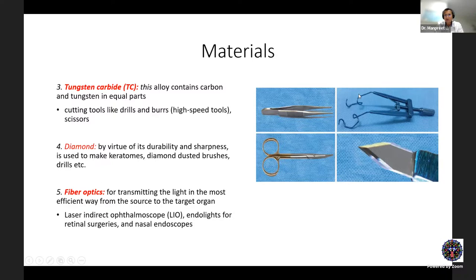Let's go back to the image. First one is steel instruments. The majority of your instruments will be steel. If you want to purchase something very specific for you, like an eyelid speculum, titanium is lightweight, so you don't want additional weight on the eyeball. If you're a VR surgeon, go for this titanium. I'll describe it in another slide. So this is a titanium speculum, which is lightweight, which you can use. Tungsten carbide, buy a scissor. And diamond, it depends upon your pocket. Fiber optics, we use it.